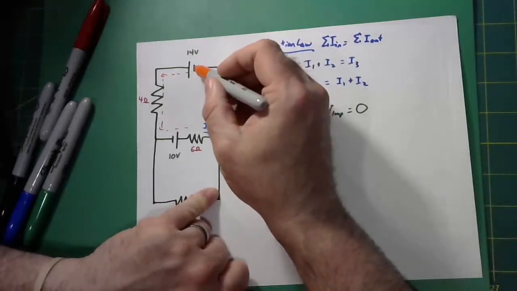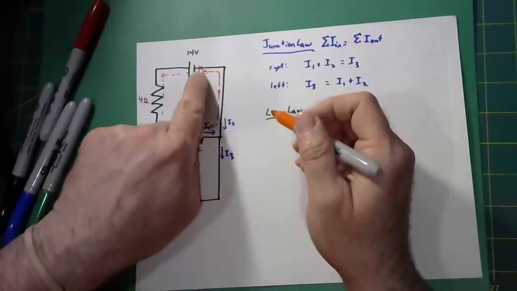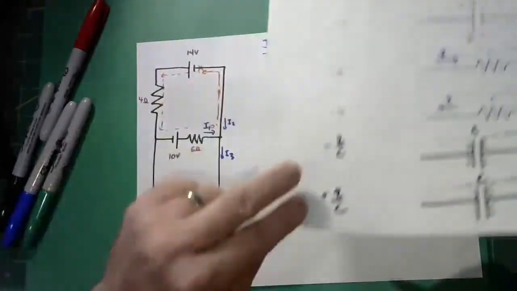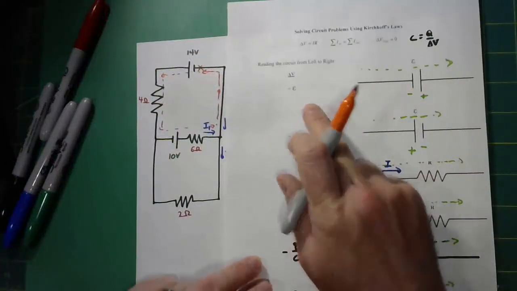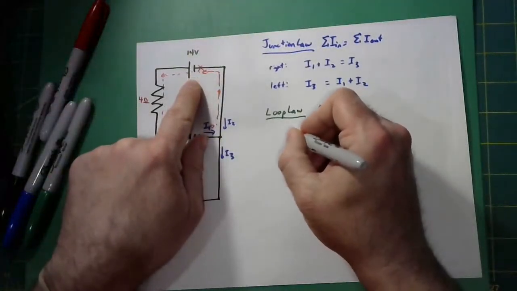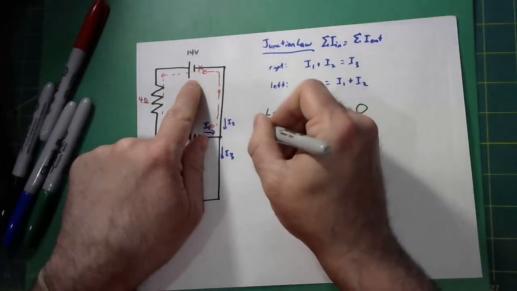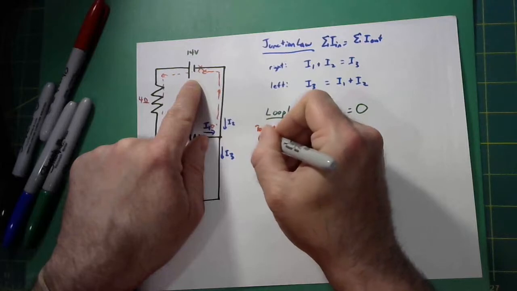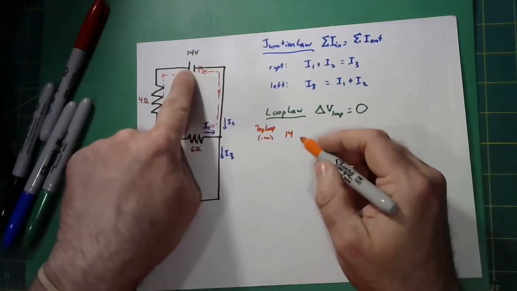So here we go. If I start at the low V side of the battery and I go up, I'm going from the low V side to the high V side, so I'm going up the voltage of the battery, right? That's what our rule is. If I have a battery and I go from the low V to the high V, I'm going up the EMF of the battery. So I'm going to go up 14 volts. This is the top loop we're doing, and for what it's worth, we're going counterclockwise. So I'm going up 14 volts.